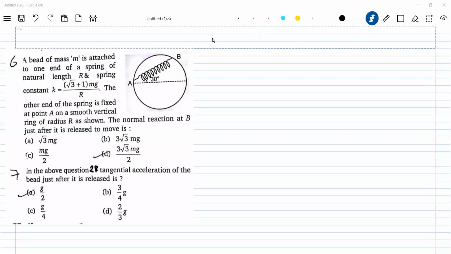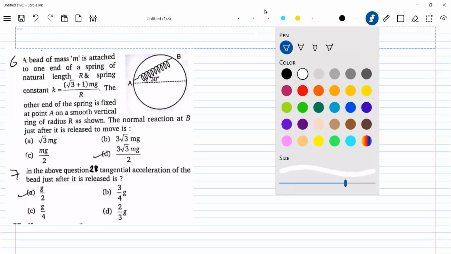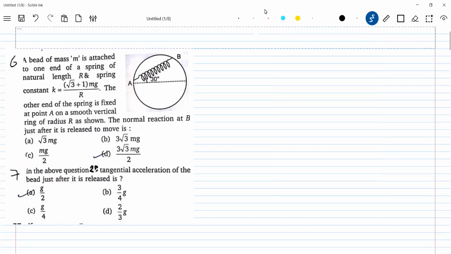Okay, read the question available. I'll read the question now. A bead of mass m is attached to one end of a spring. The diagram is like this.